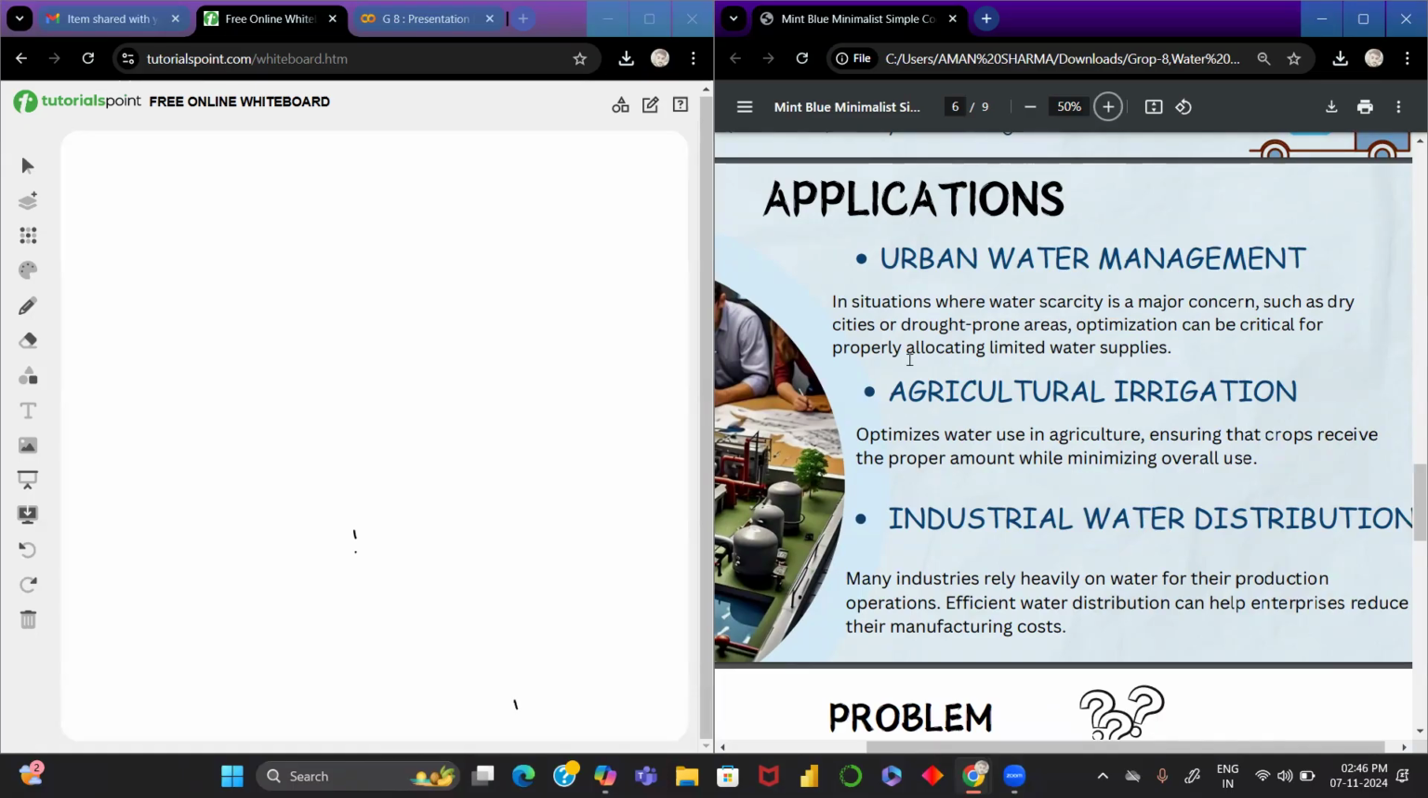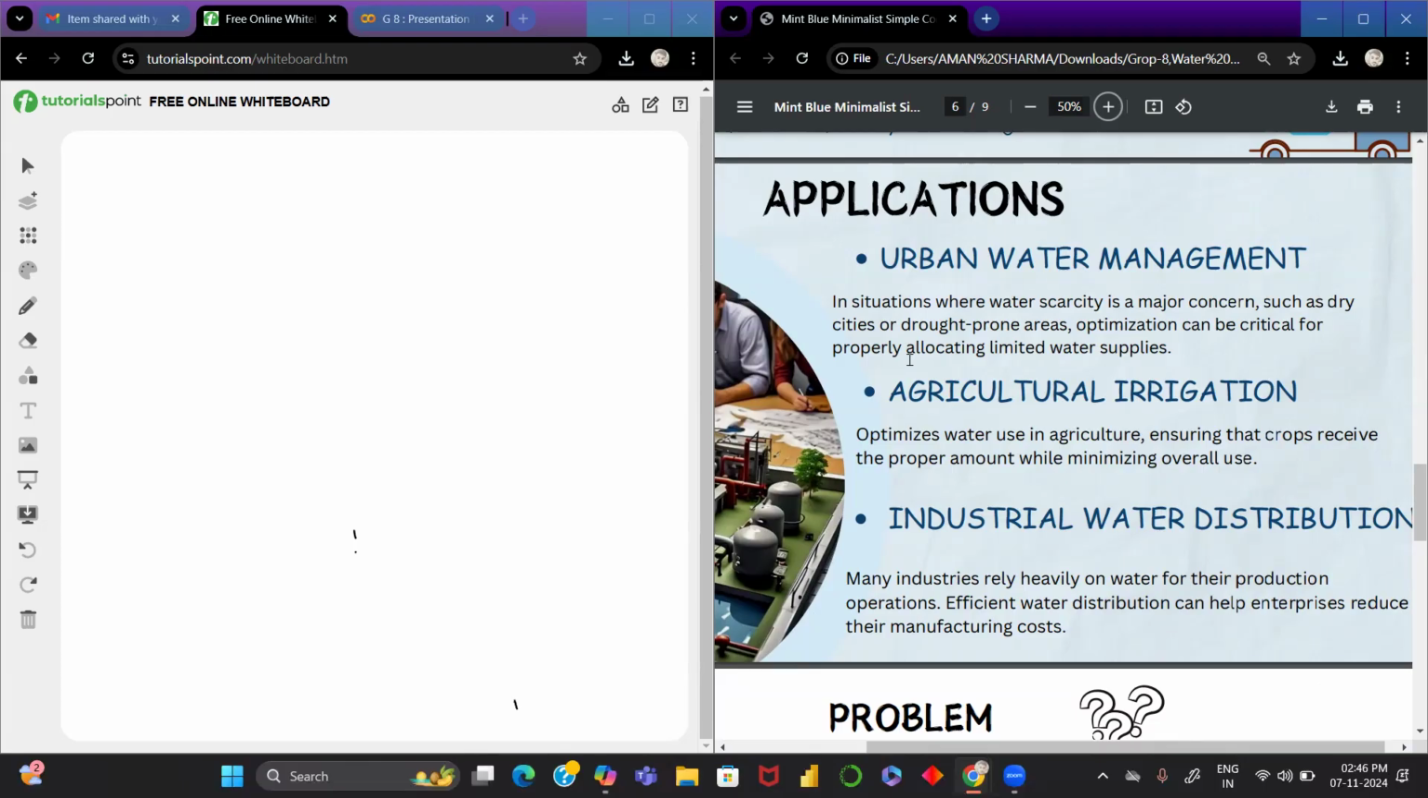The second one is agriculture irrigation. The Simplex method in agriculture irrigation helps optimize water allocation, maximize crop yield, minimize cost, and ensure efficient water use.